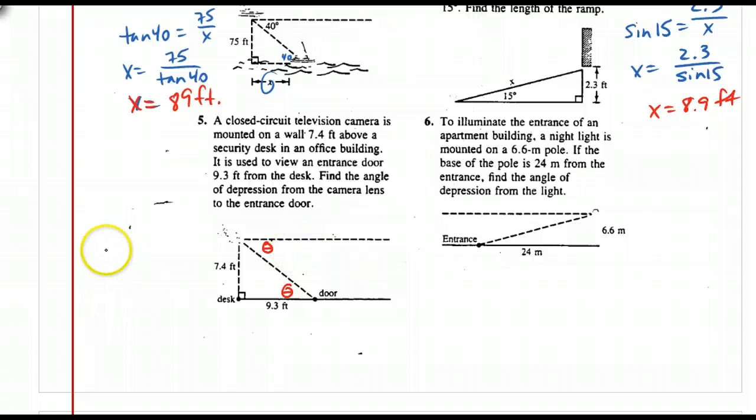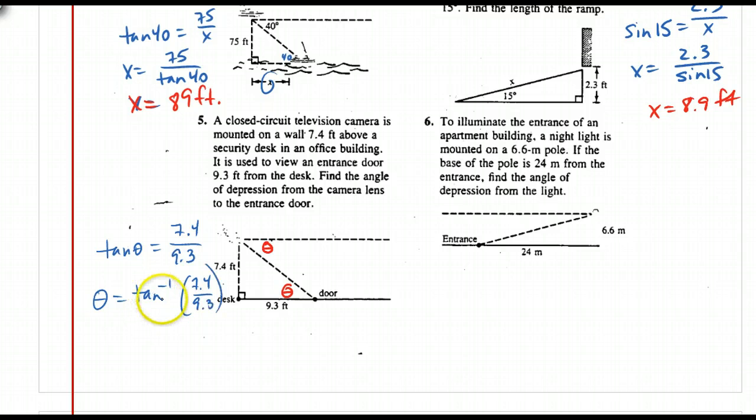And the way we set that up is tangent of theta is equal to 7.4 divided by 9.3. And when you're solving for a missing angle, you use the inverse function. So tangent inverse of 7.4 divided by 9.3, and this is going to equal 39 degrees or 38 degrees 31 minutes. The instructions at the top of the page say round all angles to the nearest minute, but I've told you to use significant figures, so I will accept either answer.